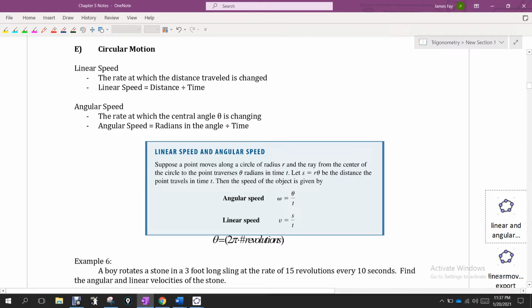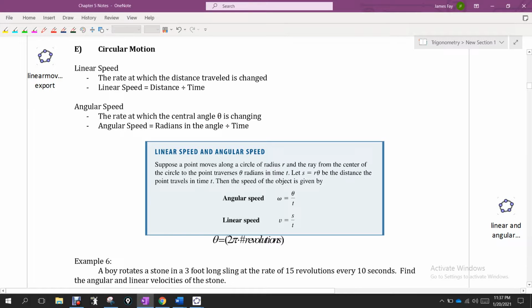This video is going to cover the concept of circular motion. There are two things that we talk about in regards to circular motion. One of them is linear speed. Key phrase there, the root word in linear is obviously line. So this is the rate at which the distance traveled is changed. Okay, the rate at which the distance traveled is changed.